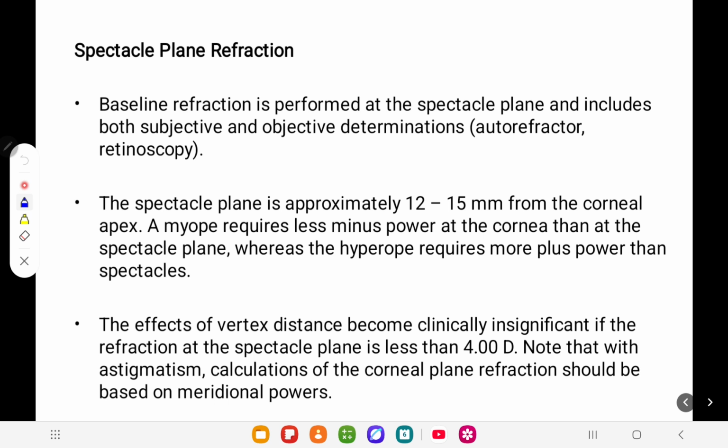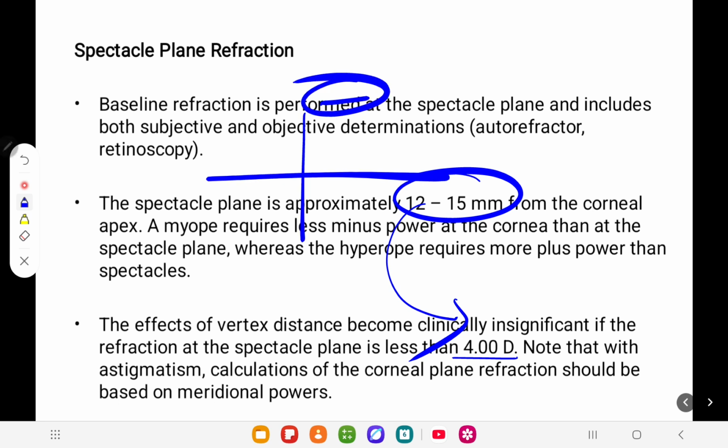This is centrally important: spectacle refraction. We have to refract at a normal approximate vertex distance, and then we correct it if the spectacle power is greater than plus 4 or minus 4. But you must understand that whenever we do vertex correction for astigmatism, we correct the vertex power according to the different meridians. We correct vertical and horizontal separately. We are not going to do the vertex distance correction with the spherical equivalent. That's the wrong concept. We always do it with each meridian.